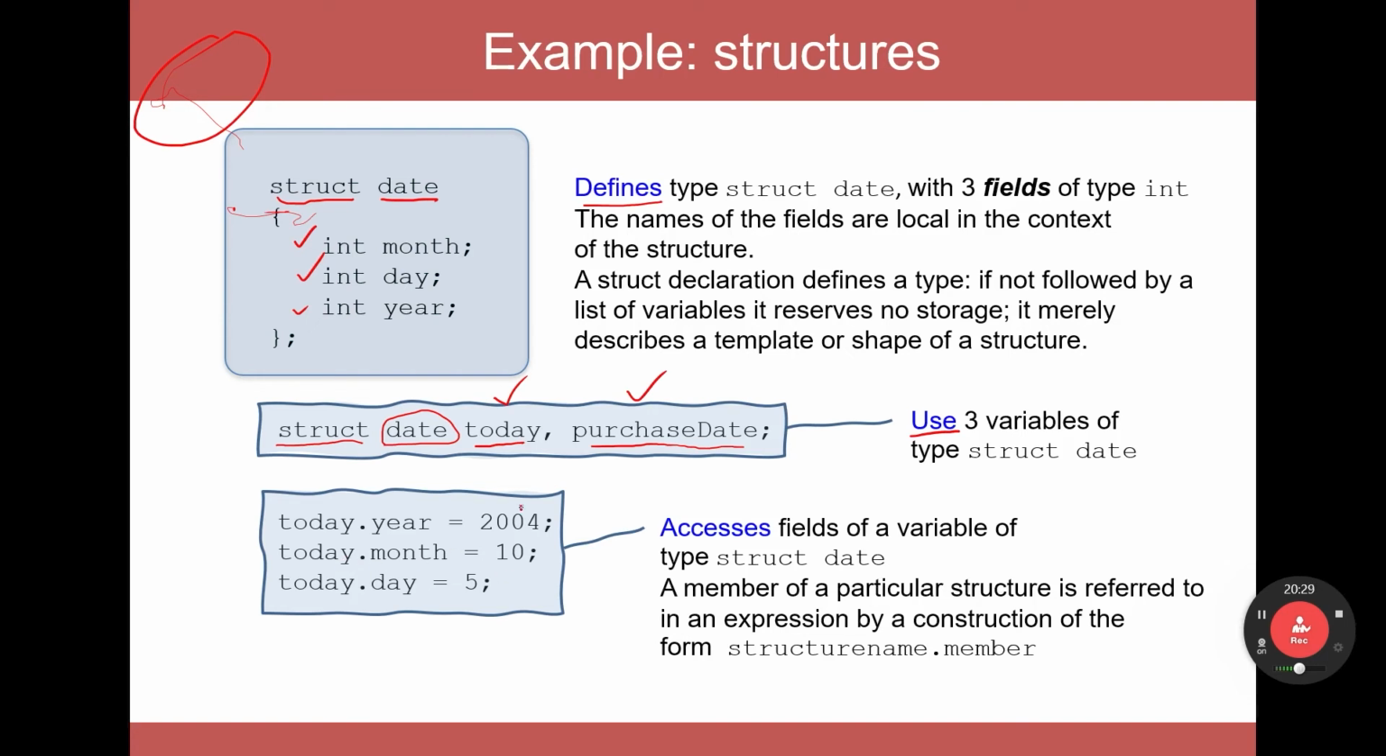Okay, now how to access the elements of the variable. So each variable today, for example, has inside it there is a year, and there is also month, and there is day. So each variable has 3 members inside it, okay? And you can give value for the year, and you can give value for the month, and you can give value for the day, okay? I hope this one is clear here.